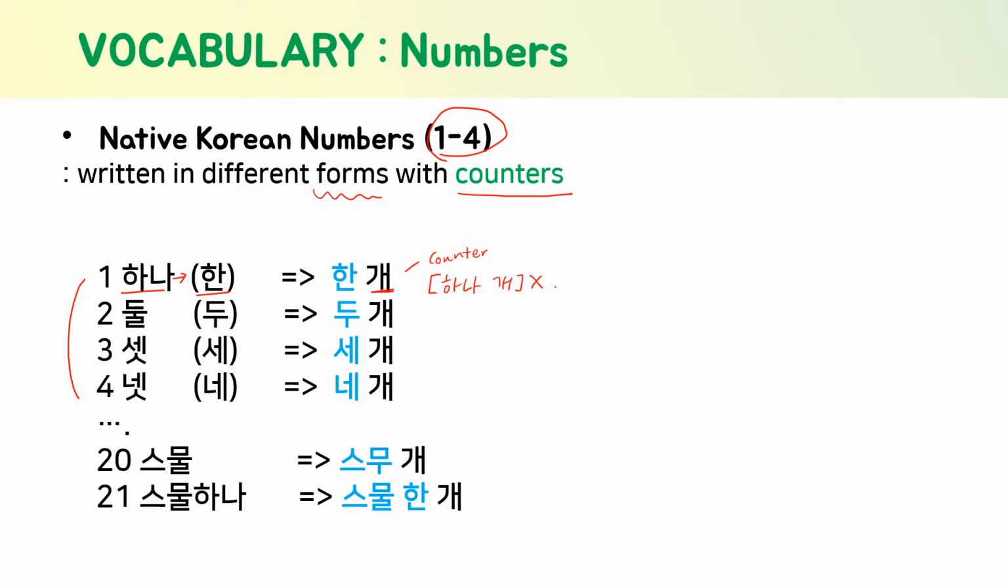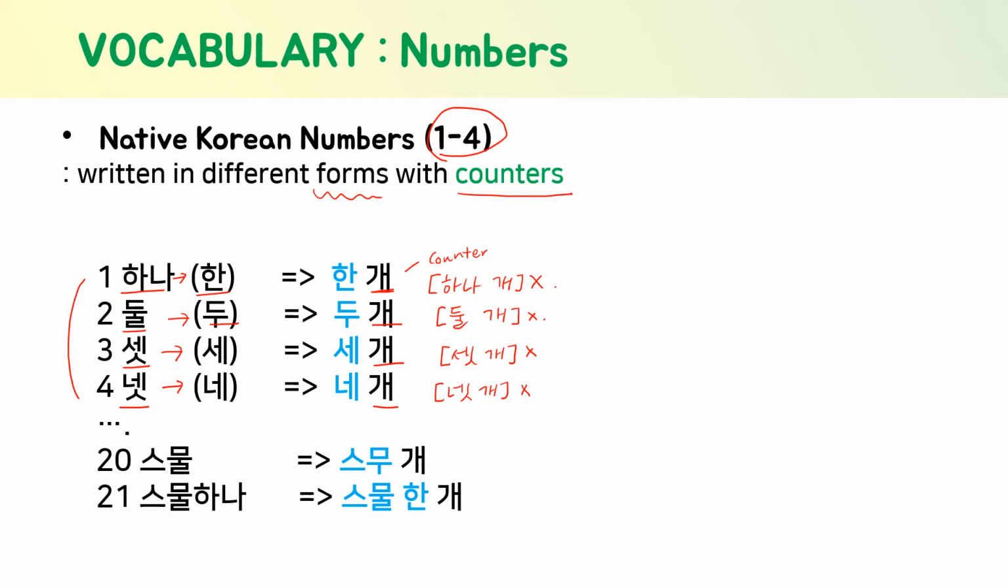The same way, the word for two is 둘, but with the counter, the form changes. So it becomes 두 개. We don't use 둘 개. And the number for three is 셋, but with the counter 개, it becomes 세. So 세 개, not 셋 개. And the word for number four, the native Korean number, is 넷, but with the counter, the form changes to 네. So it becomes 네 개 instead of 넷 개.